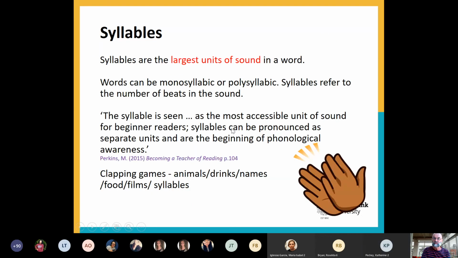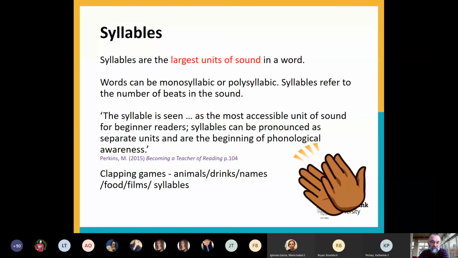Syllables are the largest units of sound in a word. Words can be monosyllabic or polysyllabic. Monosyllabic words have one syllable only: words like but, and, there, hair, horse, dog, cat, house, sand. Polysyllabic words have more than one syllable: elephant, apartment, geography, etc. So syllables refer to the number of beats in the sound. I like the device where you put your hand under the mouth and feel jaw movement for identifying the number of syllables in a word. Brilliant. And it's accessible according to Perkins, the most accessible unit of sound for beginner readers.